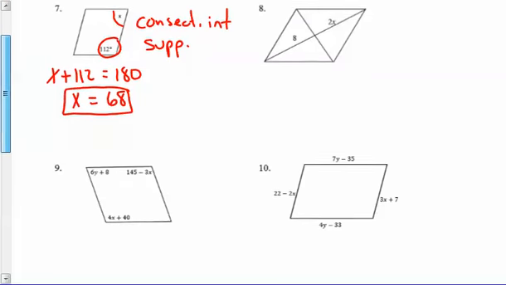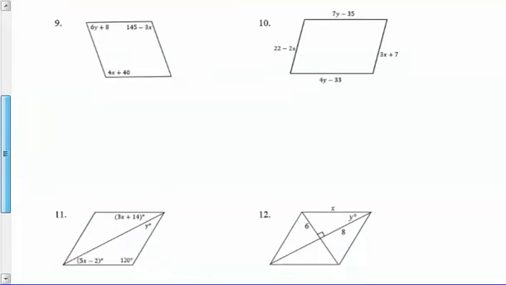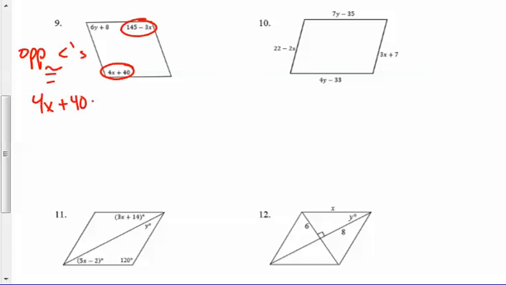Give 8 a try. Try number 9. Well, I'm looking, here's an x and here's an x. In this case, these two angles are opposite, and opposite angles are congruent. So I could say 4x plus 40 equals 145 minus 3x. So when I solve that, I get x equals 15.